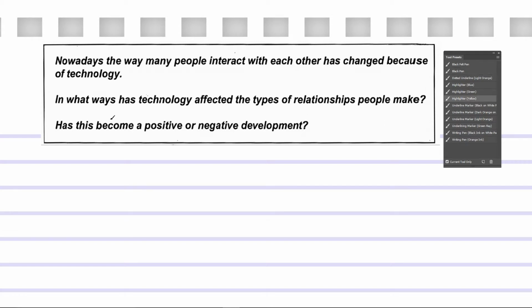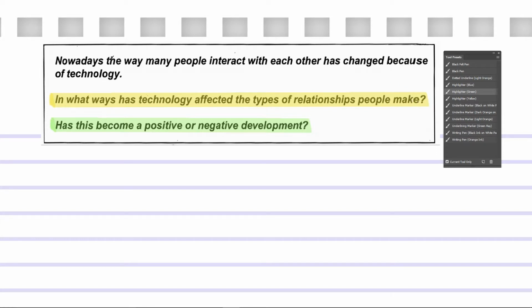The first part I will be highlighting in yellow. So that's part number 1. And what's the second part? The second part is part number 2. Yeah. So in what ways has technology affected types of relationships people make?